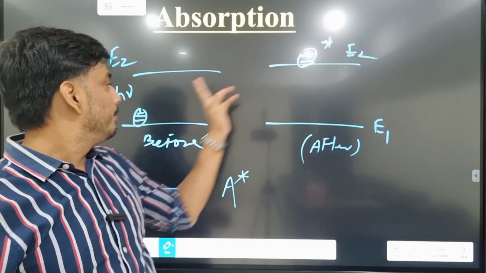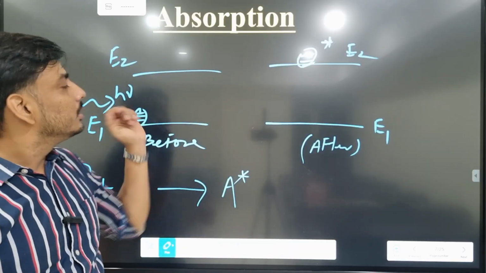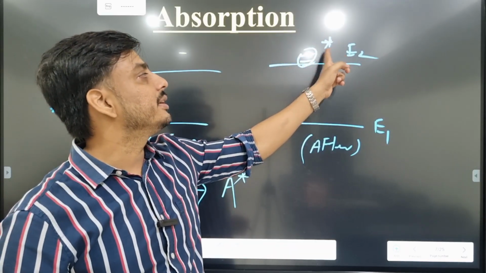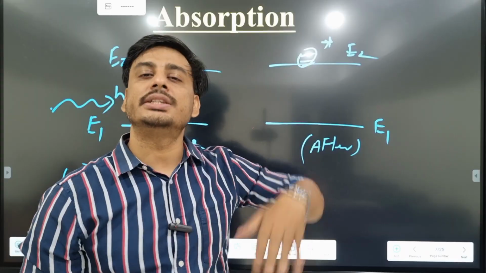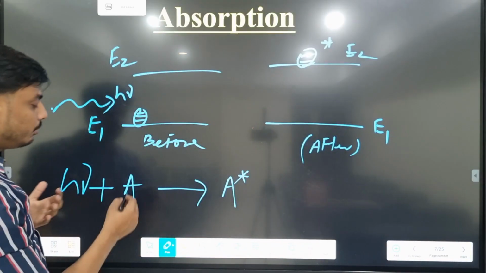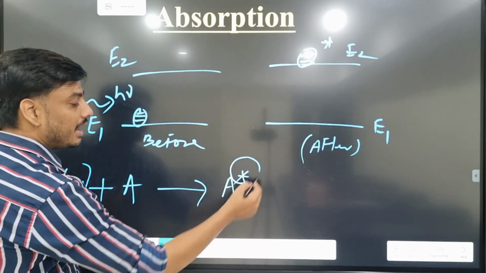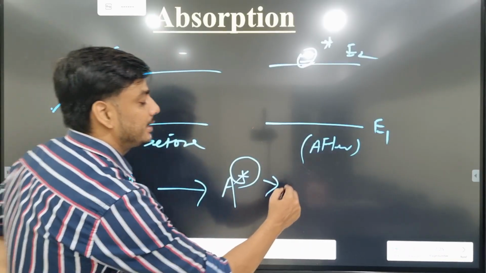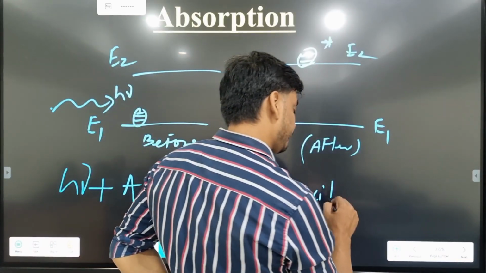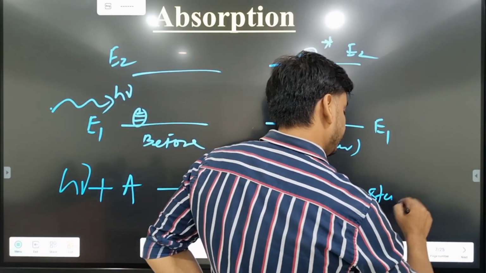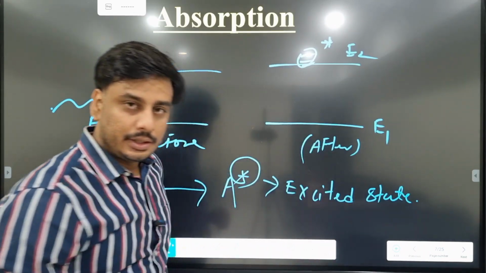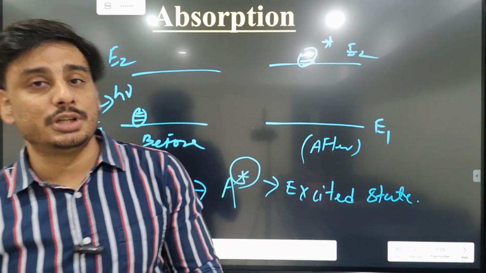and all the excited states are represented by a star mark. Here also you can see the particle is represented here, and here it is represented with an extra star mark. That means it is in excited state. Similarly, in symbol also you can give a star mark in order to represent excited state. So this phenomenon is known as absorption.